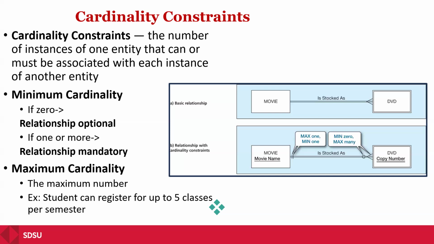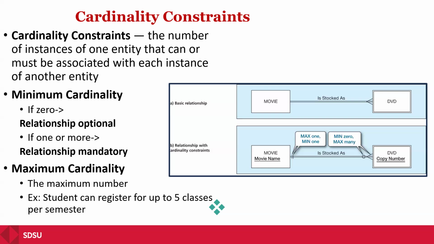So, for example, we have a basic relationship here, movie and DVD, and when we know more details about those relationships, we can turn the diagram above into a more complete diagram where we know exactly what data we have. So on the bottom diagram we have a relationship with cardinality.